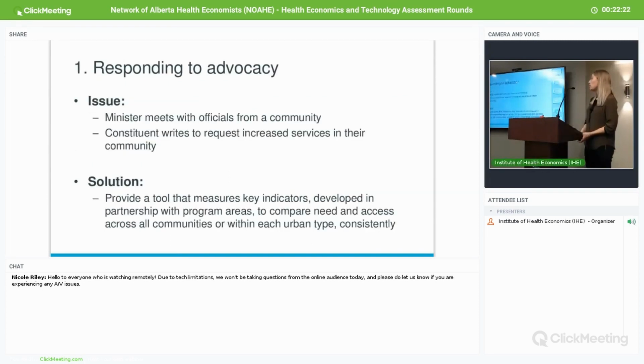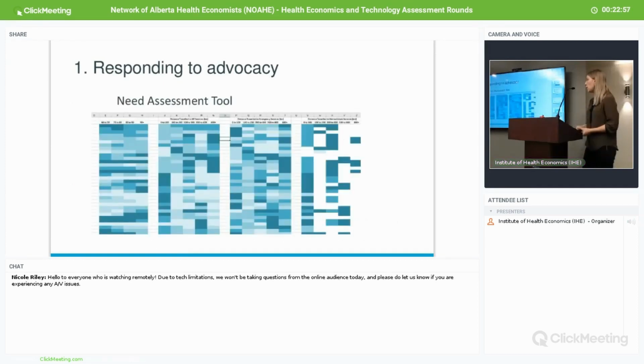So first, an example of responding to community advocacy could be the minister meeting with officials from the community or a constituent writing to request increased services in their community. So in either way, the ministry must take action or must respond in some way. So to support that, we wanted to provide a tool that would measure key indicators, which we selected in partnership with the program areas that are most involved with this, to compare need for and access to services across all communities, so comparing all communities in Alberta to each other, or just within rural types or urban types, and so on and so forth. So this is what we call the need assessment tool.